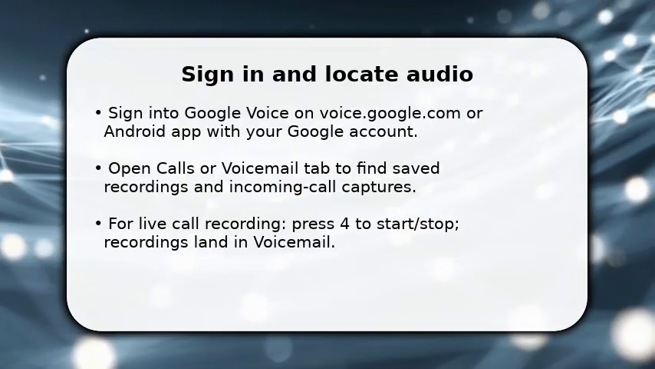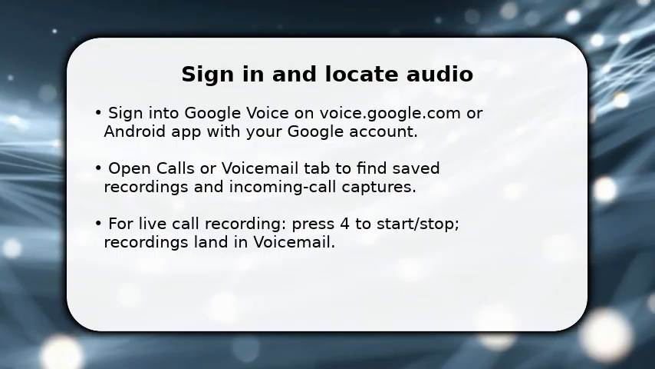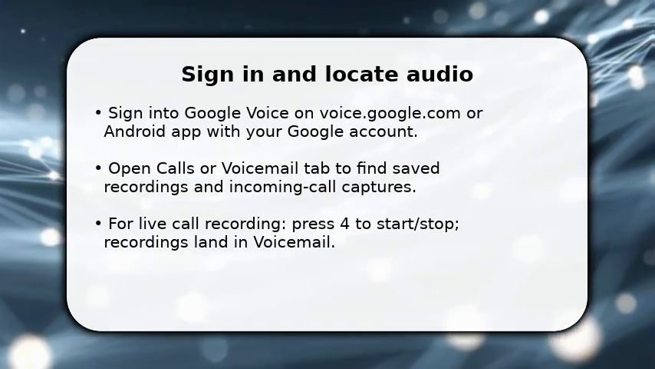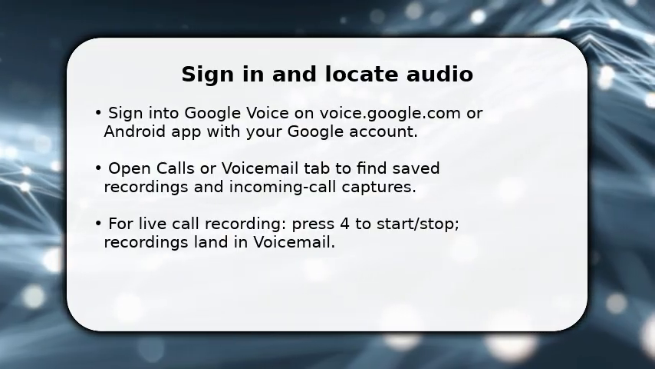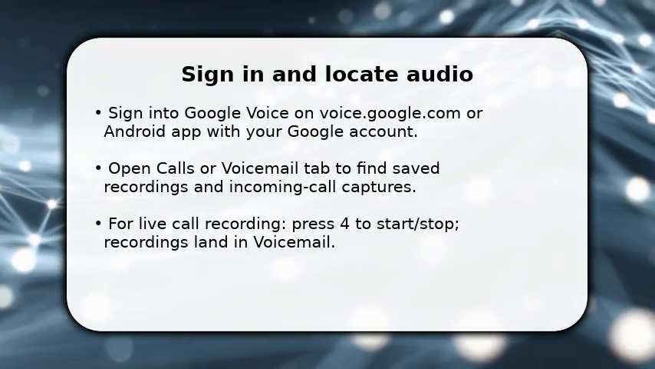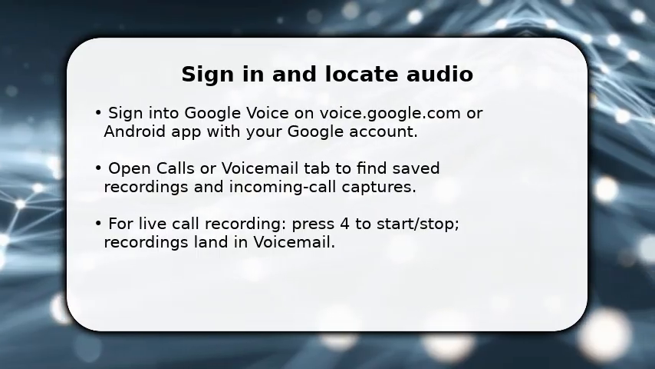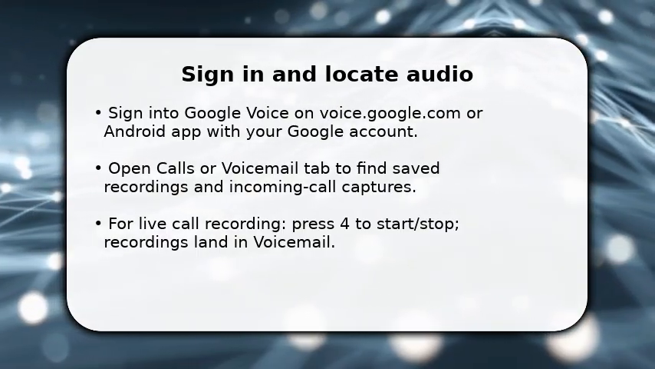You're signed in and ready. First, go to Voice.Google.com, or open the Google Voice app and pick calls or voicemail. Once there, locate the specific entry. Live call captures appear after you press 4 during an incoming call, while voicemail recordings are stored automatically.